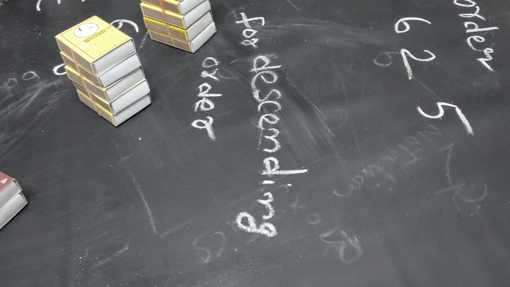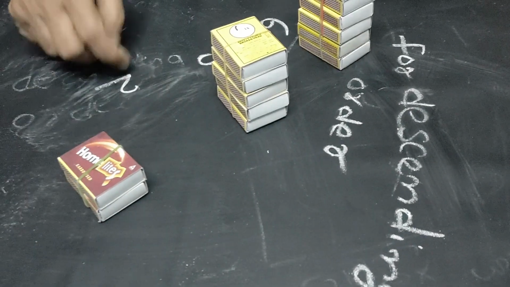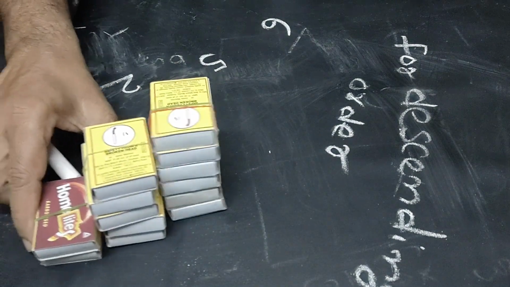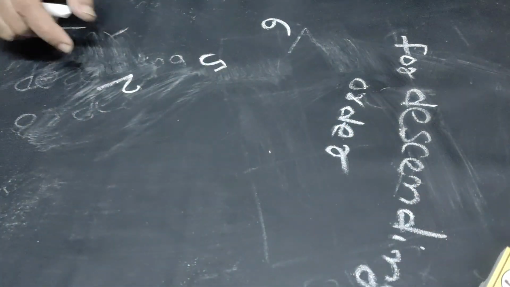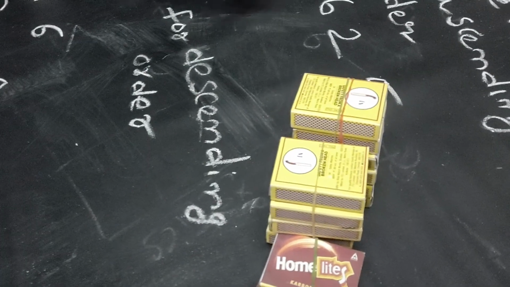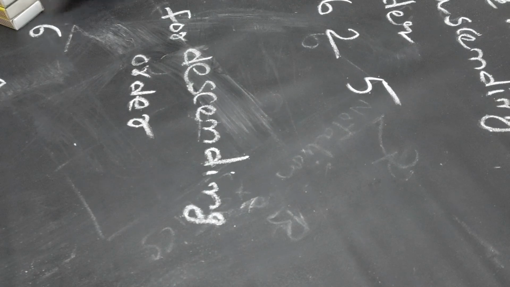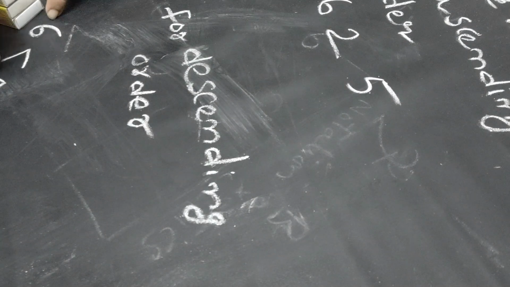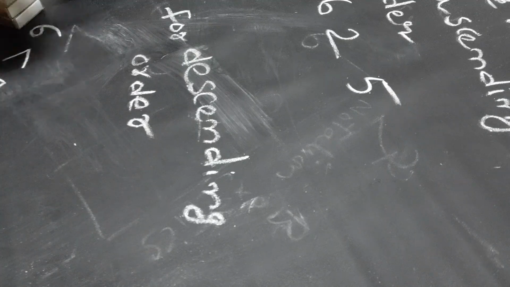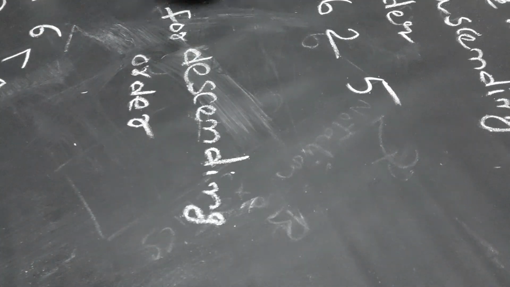Okay, now this is 2, and this is 5, and this is 6. Now as per the heights, this is 6 and this is 5, this is 2, and this one is greater than this, and this one is greater than this. This is called descending order. That's why we can explain ascending order and descending order also with these boxes. Okay, na?